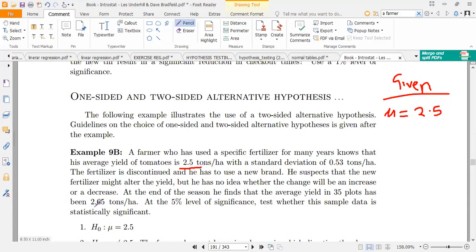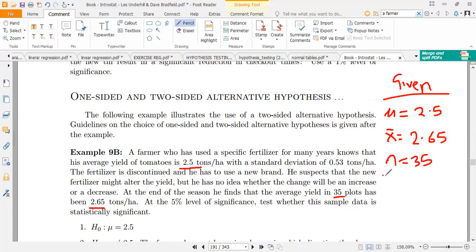The 2.65 was calculated from how many plots? From 35. So our x bar is 2.65. Why? Because it has a sample size, N, which is 35. What else are we given?